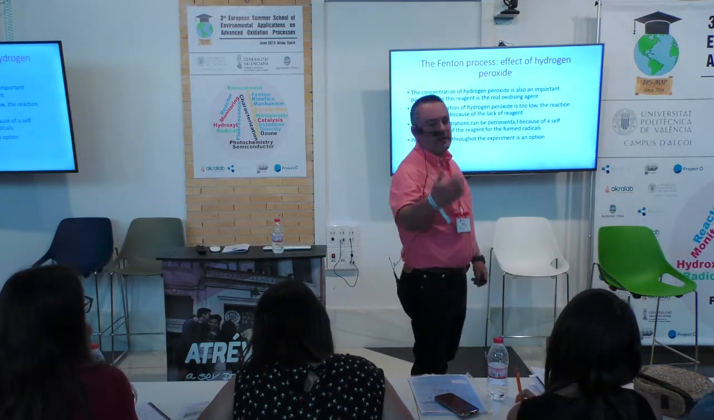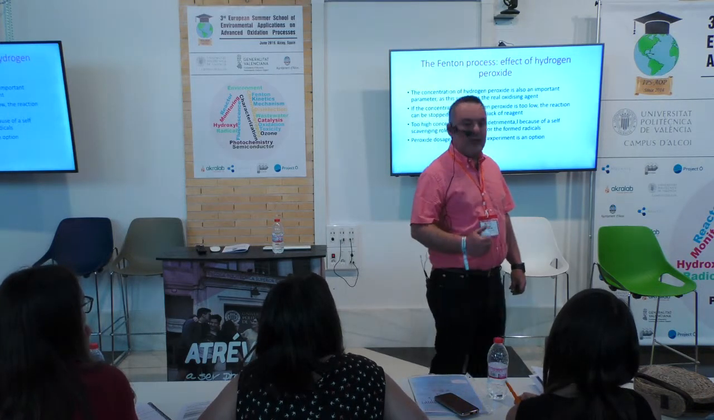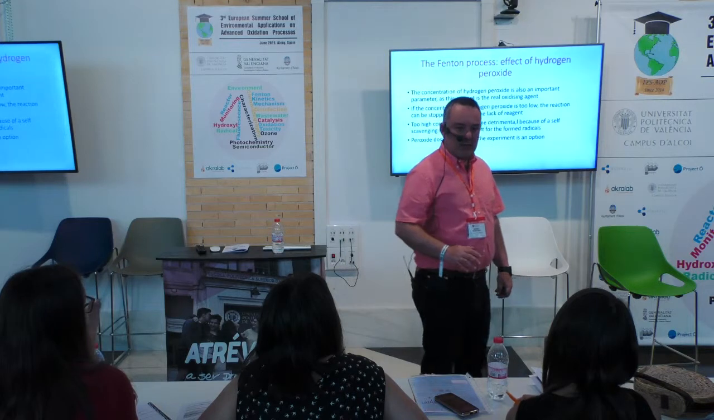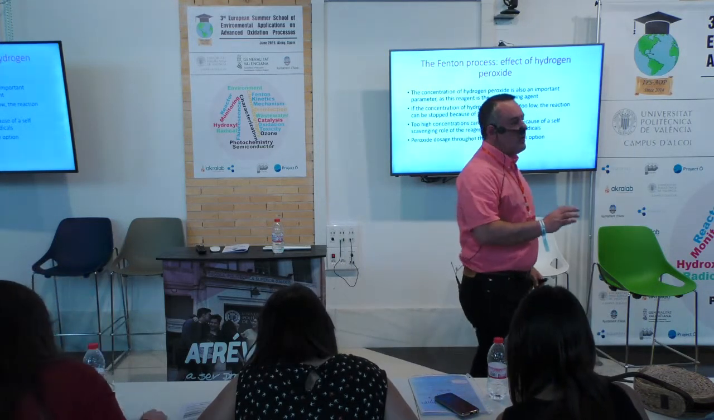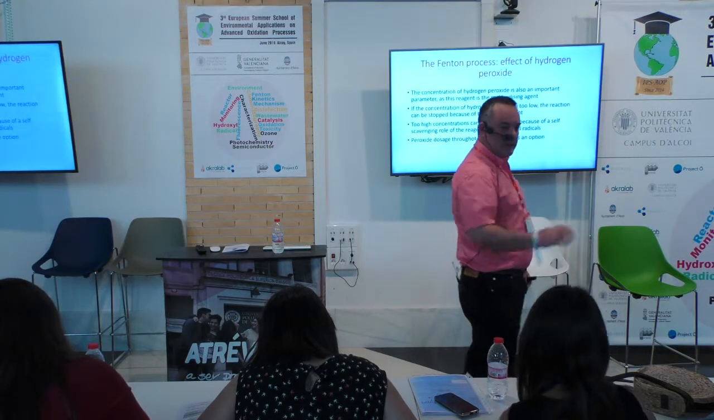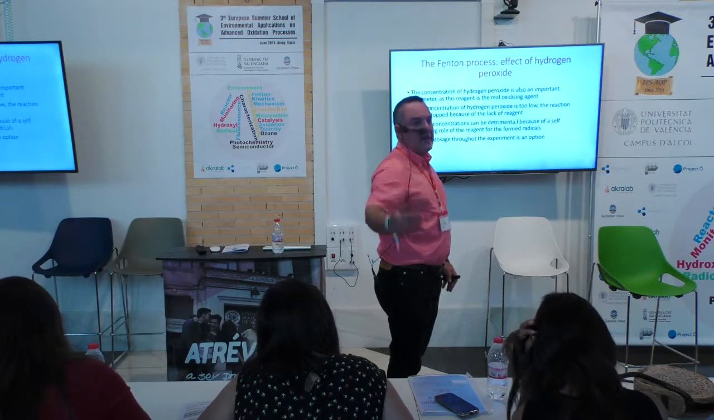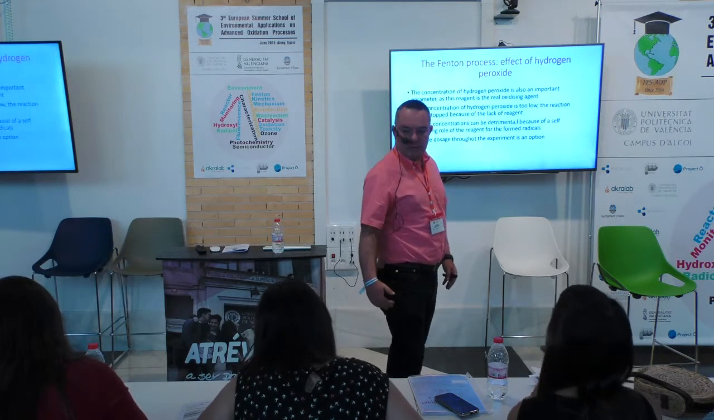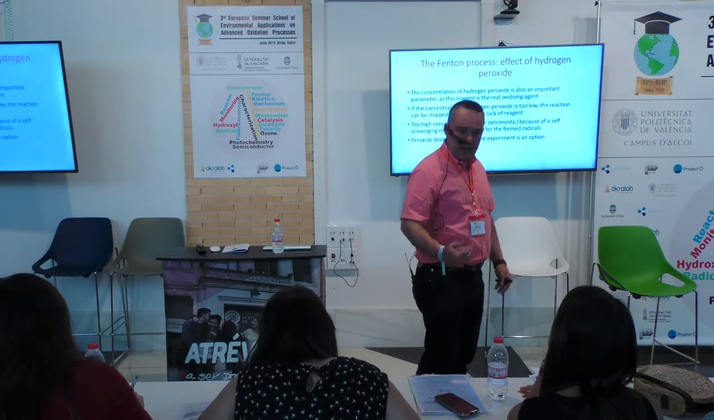So in case we add very high concentrations, the problem is the hydrogen peroxide itself can react with the hydroxyl radicals. So it's competing with the substrate, it's competing for the oxidizing species. So we can find that beyond this point, the reaction is no longer enhanced by the presence of higher amounts of hydrogen peroxide, but the efficiency of the processes can even decrease. Okay?